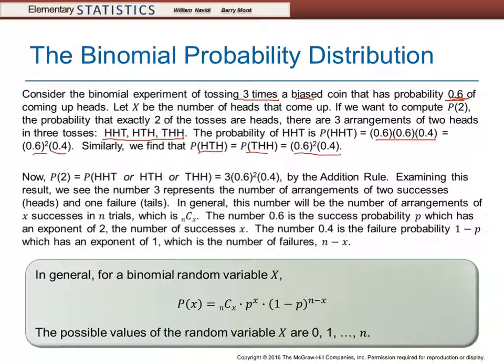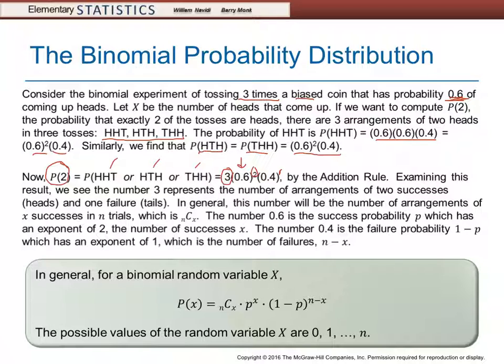So now, for the probability of X equals 2 heads, we have 3 ways of choosing that. So we multiply 3 times the probability of success raised to the power of 2, and then there's only one failure in this case, which is 0.4. Right? Examining the results, we see there are 2 successes and 1 failure in heads.